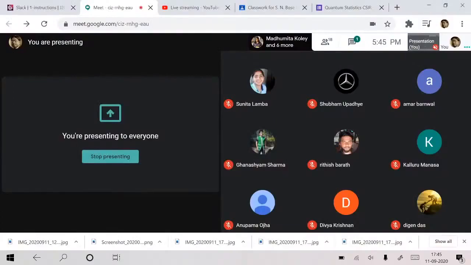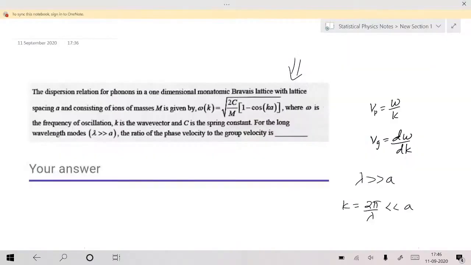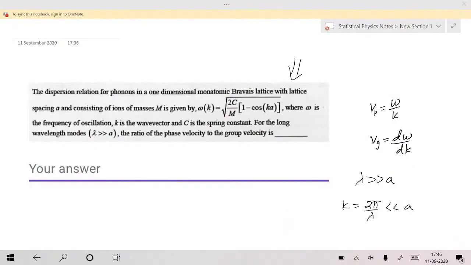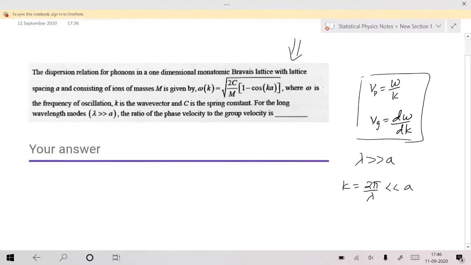So anyone who did this problem? Now look at here. When k is very small, how do you write this one? When lambda is very much greater than a, long wavelength modes. So anyone who solved this one, I hope this will give the answer. Okay, can you just try this out? Anyone from old batch?